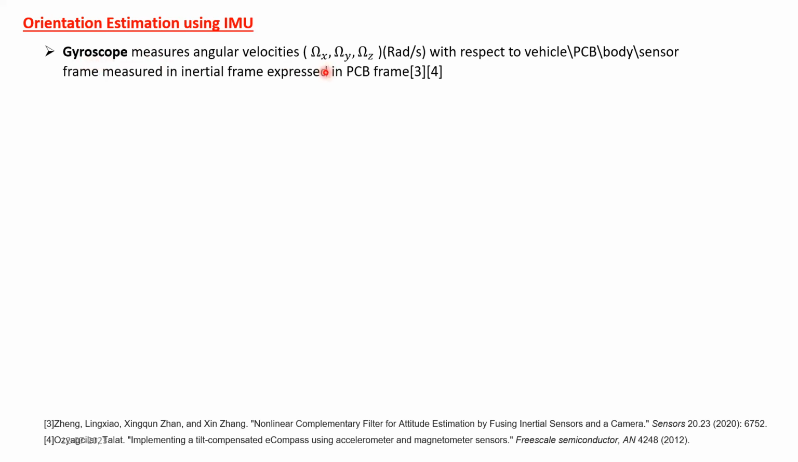So for example, we'll take the gyroscope. The gyroscope will give angular velocities omega x, omega y, omega z with respect to the body frame. That means the vehicle frame, PCB frame, body frame, and sensor frame should all be the same. Even if they are not, we have to ensure they are the same by applying some rotations and reflections.